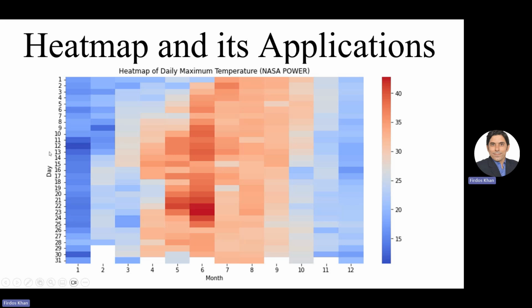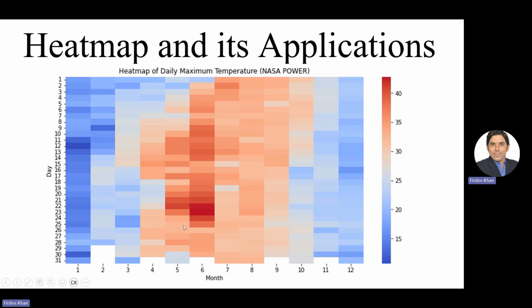Suppose that we are looking for a pattern, and this map is for daily maximum temperature using data from NASA POWER. These are the days of the month, 1, 2, 3 up to the 31st, on the y-axis, and the months are on the x-axis. 1 means January, 2 means February, 3 means March, and 12 means December.